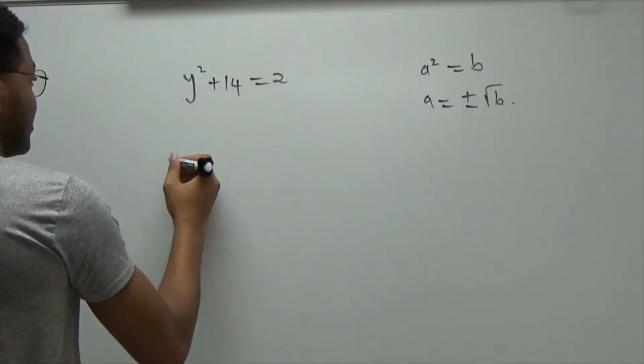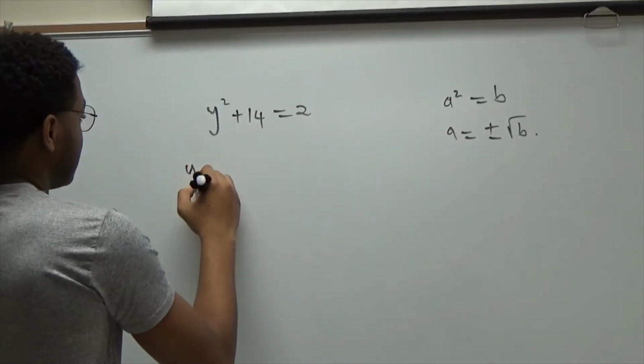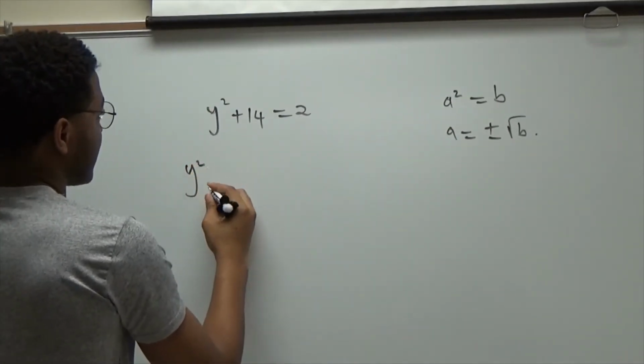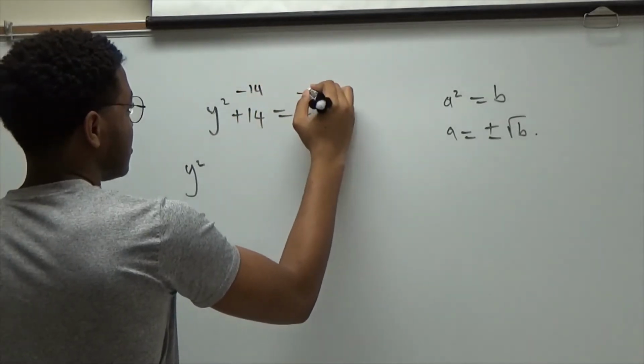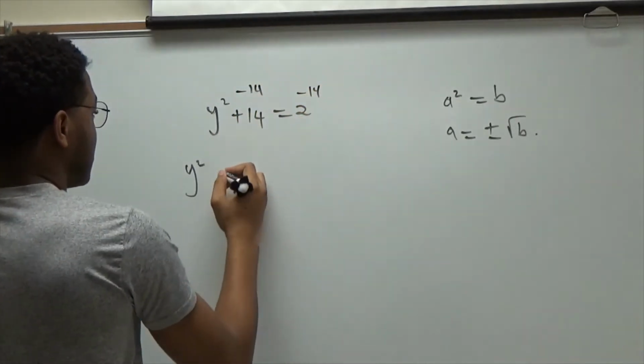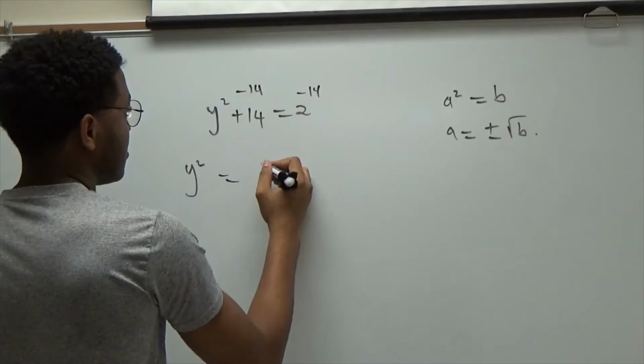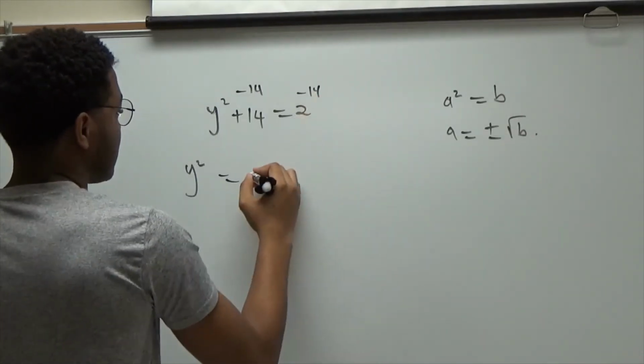So here we have y squared. Let's say we subtract 14 on both sides. We get y squared equals 2 minus 14, that's a negative 12.